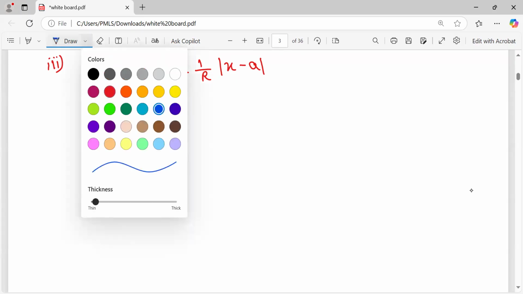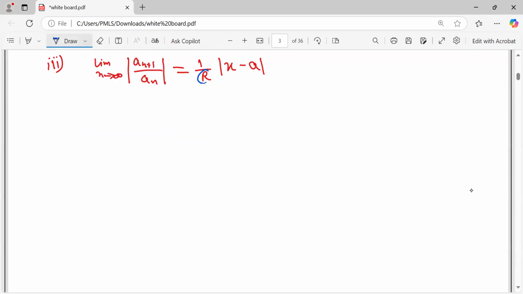The third case is, if we apply our ratio test, a_{n+1} over a_n, and we get something like 1 over r times |x minus a|, here a is the center. So in this case, this will be our radius of convergence, and we will solve this expression |x minus a| less than r.